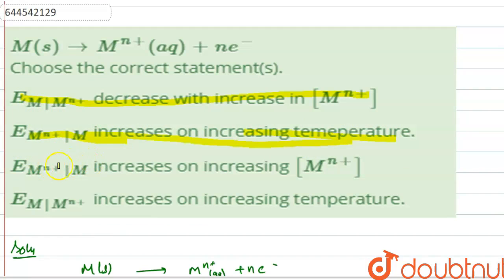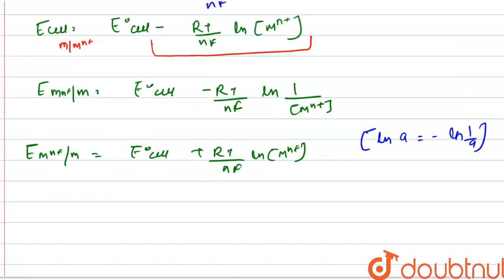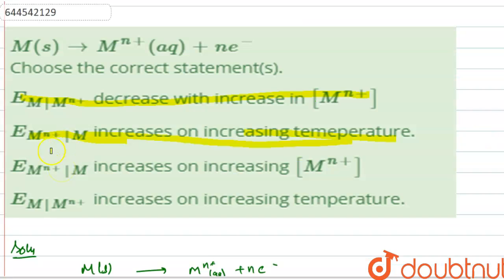The third option is E of M^n+ to M increases on increasing concentration of M^n+. So if we increase the concentration of M^n+, the positive part, this part will increase and thus result in increasing E of M^n+ to M. So option C is also the correct option.